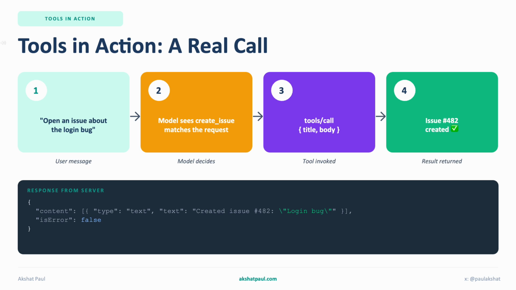This decision happens entirely inside the model. Nobody explicitly told it to call this tool. It inferred that from the description we wrote. Step 3. The model generates a tool call.